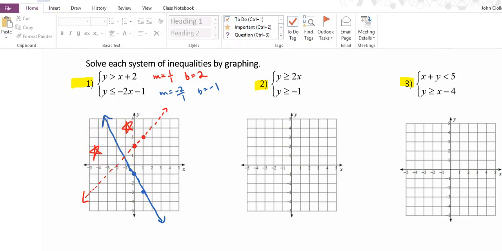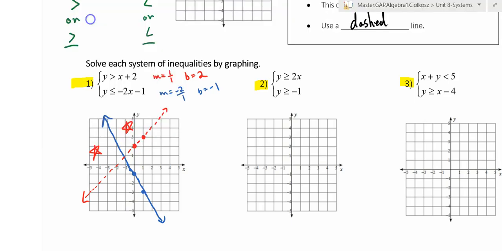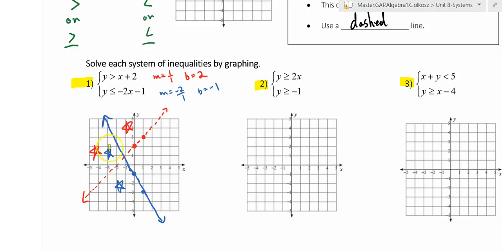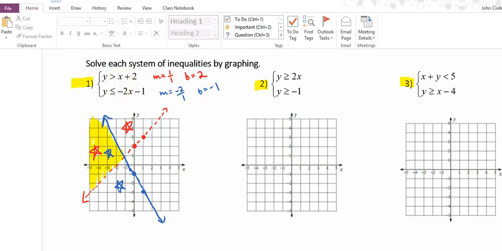Now for the blue line, it's a less than, so we're shading below the line. So the two chunks below the line are here and here. Now the final part where we're actually going to shade is the part that contains both solutions. So the part that would contain both solutions here would be where I have both my stars. So this chunk is where my solutions are. That means any point in here I could plug in, and it makes those inequalities true.